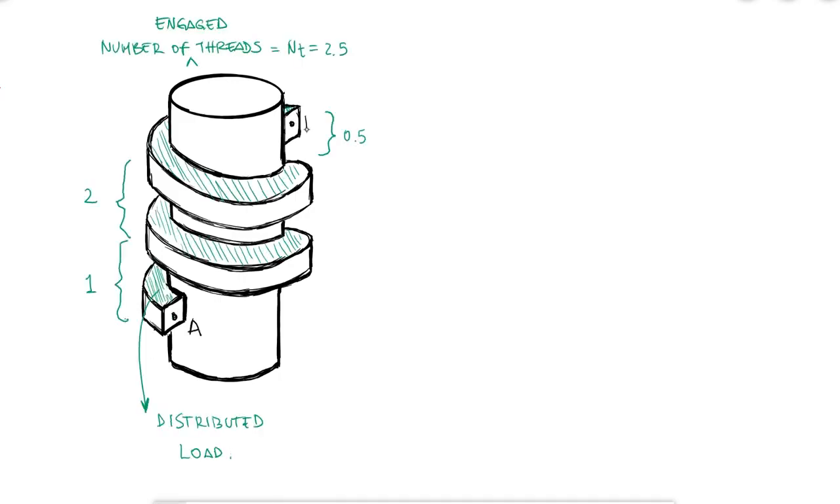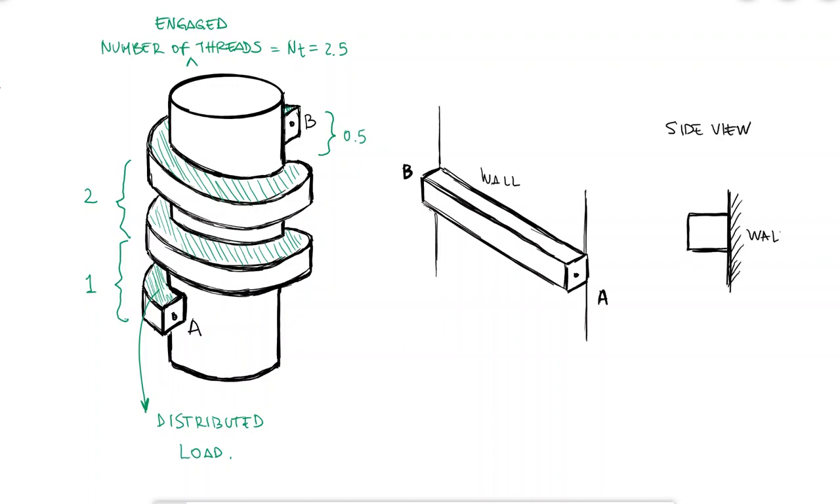If we unfold the engaged threads so that they're not in a spiral, but they look as a straight prism, the root of the screw would be the wall. The distributed load F would be substituted by a point load located at the center of the surface. The width of the cross-section area would be 2.5 times the circumference using the root diameter, since that is where the stress element is located, or in general, nt times pi dr, where nt is the number of engaged threads. The height of the cross-section area would be the pitch over 2.